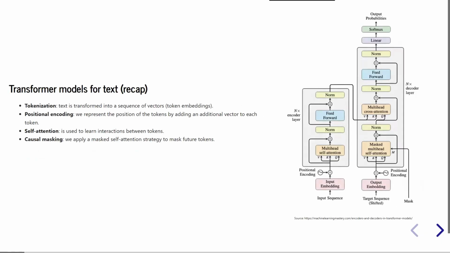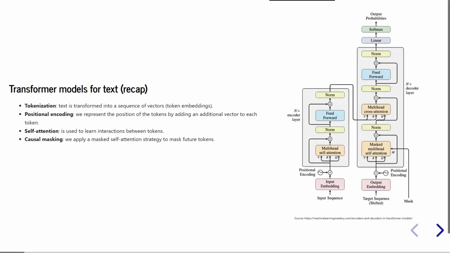So let's start with a very quick recap about transformer models for text. In the previous lecture, you saw that transformer models usually consist of two parts, an encoder part and a decoder part. The encoder part is responsible for extracting features from the input sequence, while the decoder part is mostly responsible for the output generation. Each part consists of multiple blocks, and in these blocks, we can find the multi-head self-attention layers, normalization layers, and the feed-forward layers.